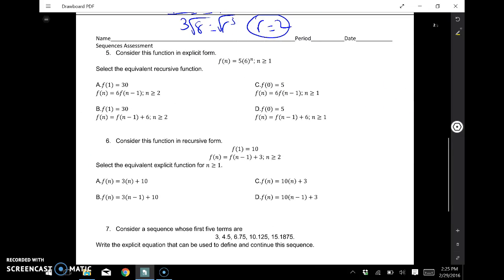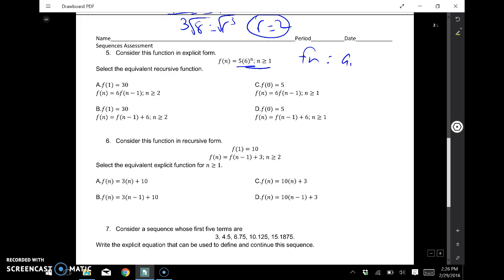Next, I have to consider this function in explicit form. I did go over this in class. This is geometric and explicit. There is no f of n is equal to a1 times r to the n minus 1. Whenever I have n minus 1, I have term 1. Since I don't have n minus 1, I just have n, this must be when f of 0 is equal to 5. That's like at the beginning, before day 1 has happened. So the only one that matches that would be that one.